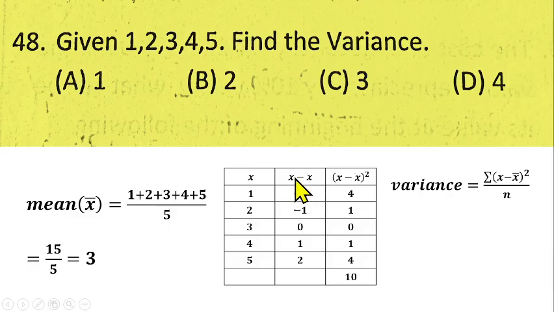So we have x minus x bar: 1 minus 3 gives us minus 2. 2 minus 3 is minus 1. 3 minus 3 is 0. 4 minus 3 is 1. 5 minus 3 is 2. Then you have to square your deviations. Minus 2 squared gives us 4. Minus 1 squared is 1. 0 squared is 0. 1 squared is 1. 2 squared is 4. Now the summation: you have to sum these together, that gives us 10. So the variance will be this divided by n, which is the number of data, which is 5. 10 over 5 gives us 2, which is option B.